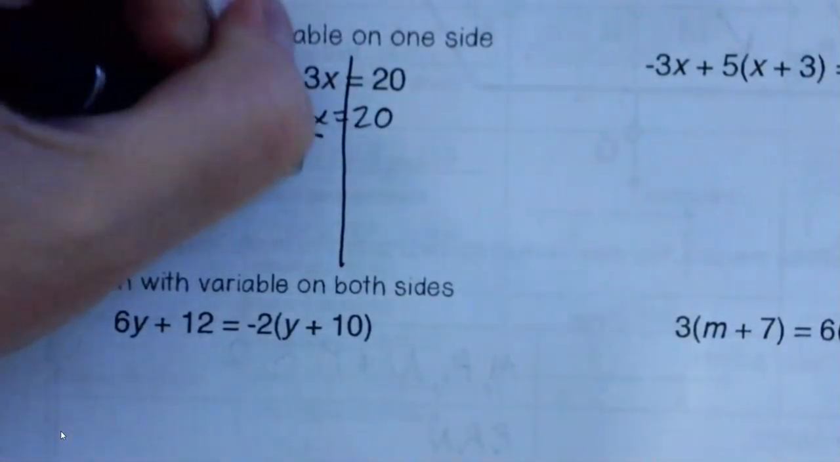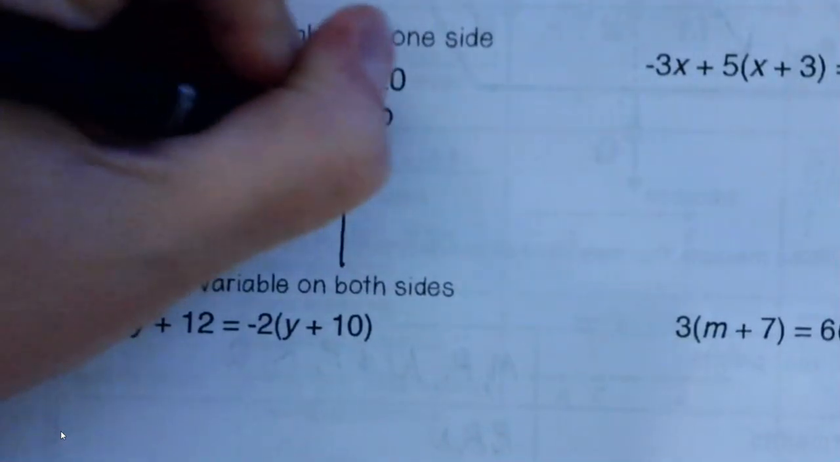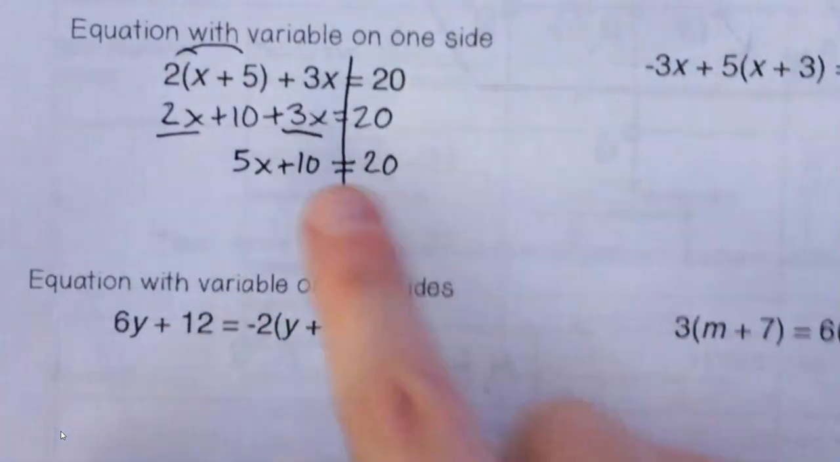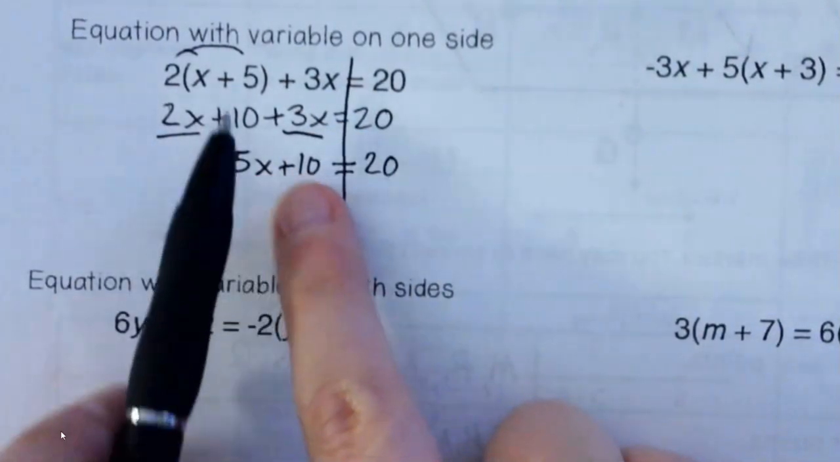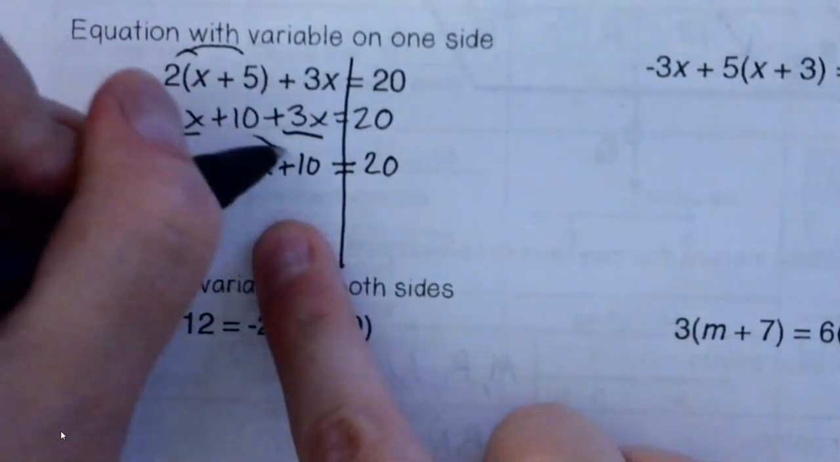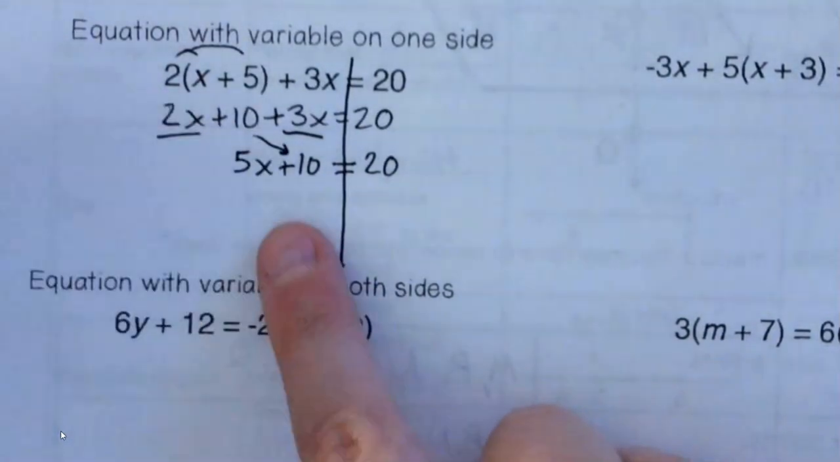So 5x plus 10 equals 20. So what did I just do? I just added 2 plus 3. That's all I did. Got 5x. Then brought my 10 down, brought my 20 down. All right, that's all I did there.